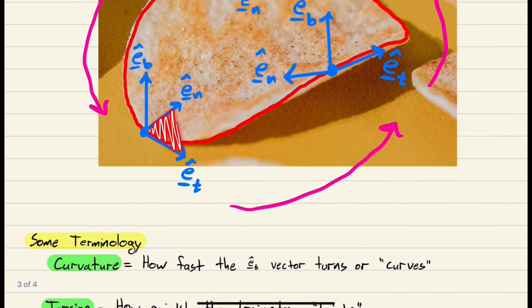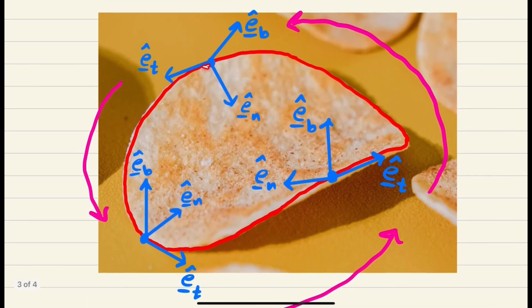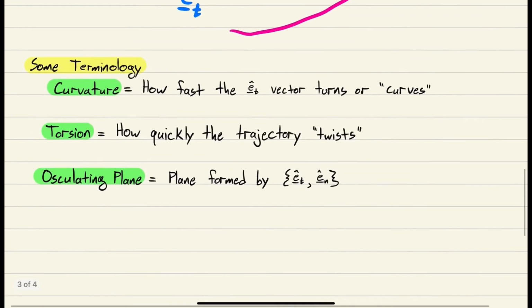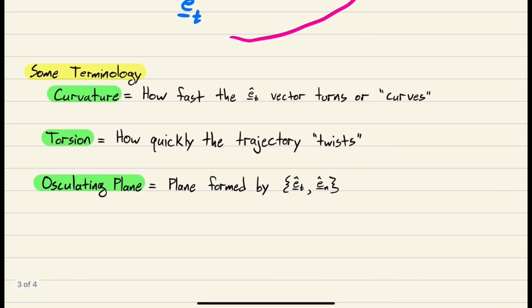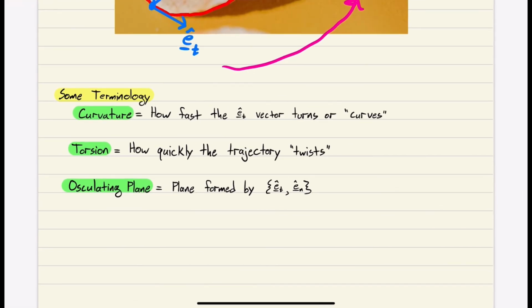So it will be this plane right here. E_t, E_n, that's our osculating plane. On this one, it will be like this. That's our E_t, E_n. And that's it. There's mathematical meanings behind curvature and torsion, but I don't want to go into that in this video. I just want this to be a quick introduction.